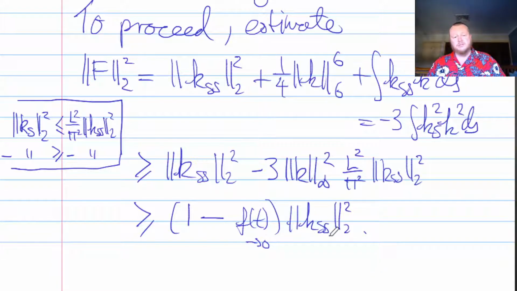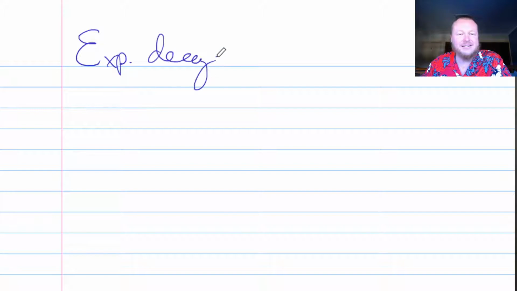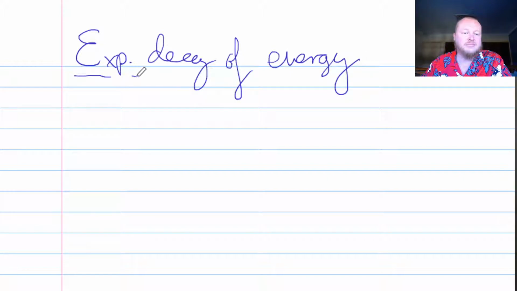Okay, and now this is really good news because we can use this with the evolution of the energy. So we'll go back to the energy now. So we're using all of it. So this is going to be exponential decay of the energy. Right?